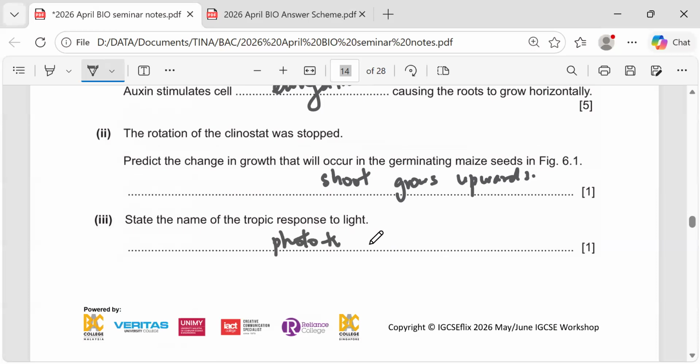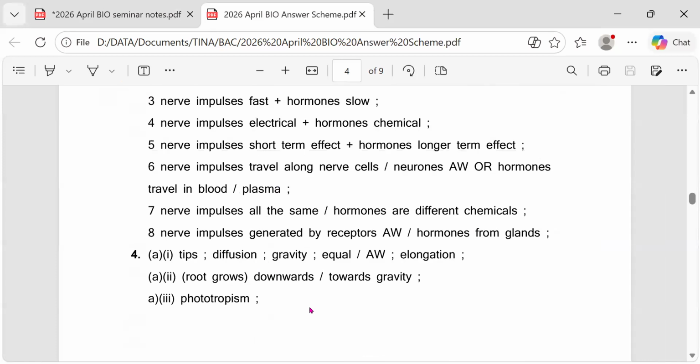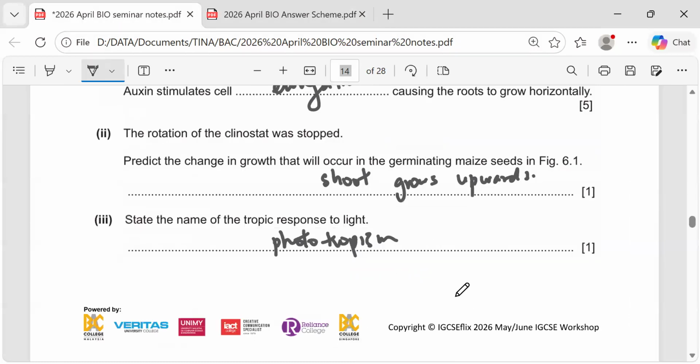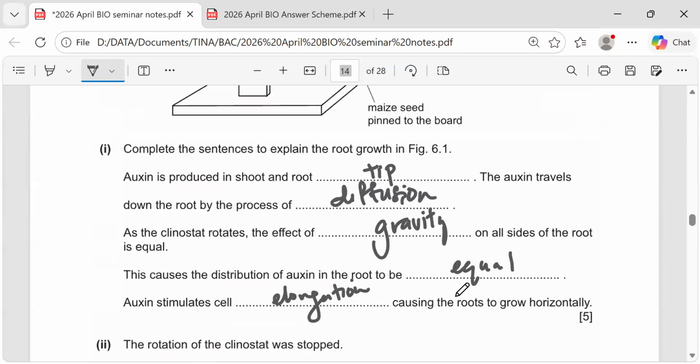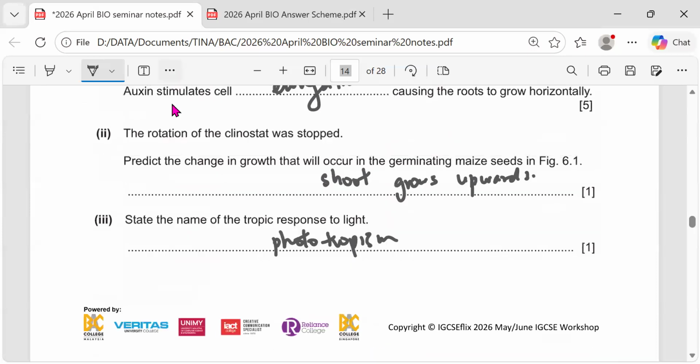Phototropism. Okay. Wait, Miss, how about DNA molecule? Or you can say roots grow downwards. Yeah, I can say. Oh, this is the root. Sorry, I didn't see. That's the root. So the root grows downwards. I didn't see the diagram properly. Okay.